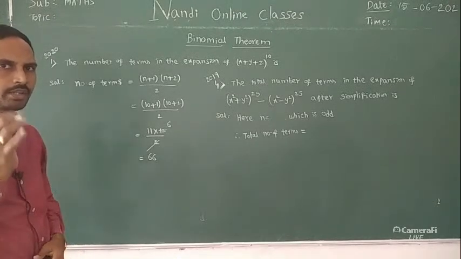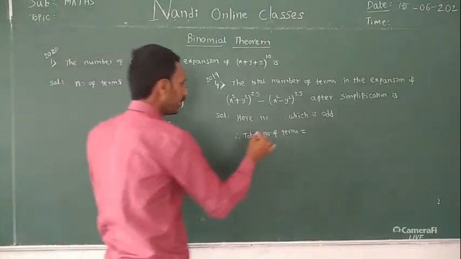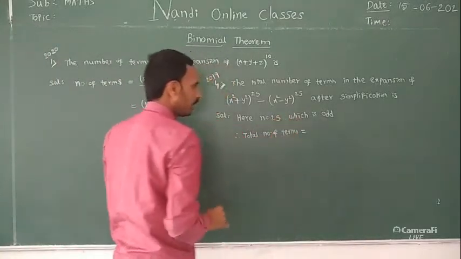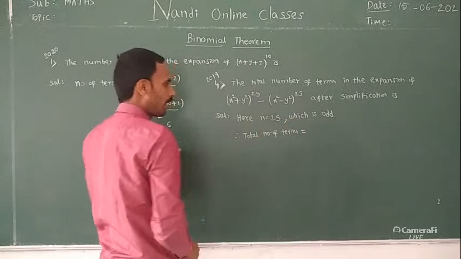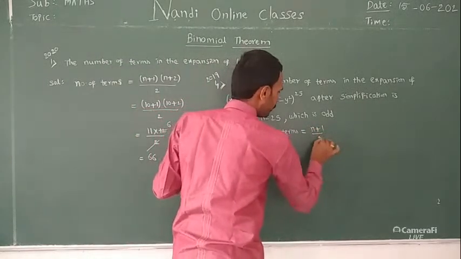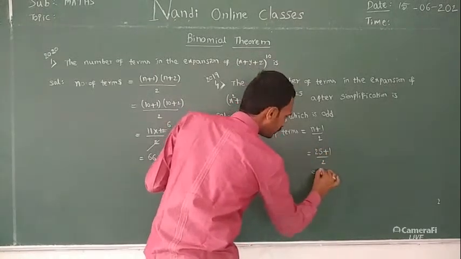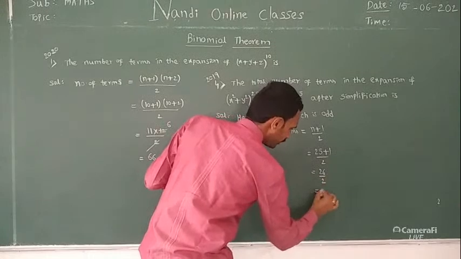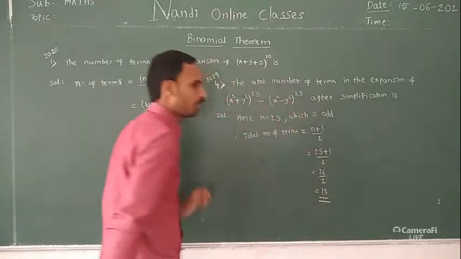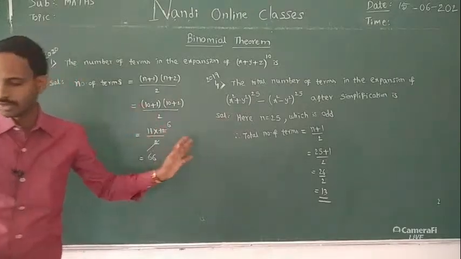So here n value is 25, and in the middle there is a minus. So here n is equal to 25, which is an odd number. Total number of terms formula is (n + 1)/2 = (25 + 1)/2 = 26/2 = 13. So how many terms are remaining after simplification is 13 terms. Write it.